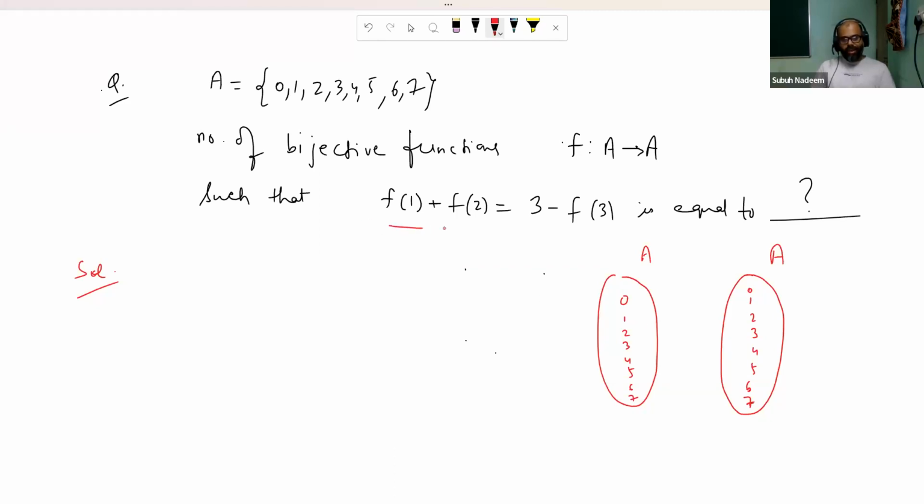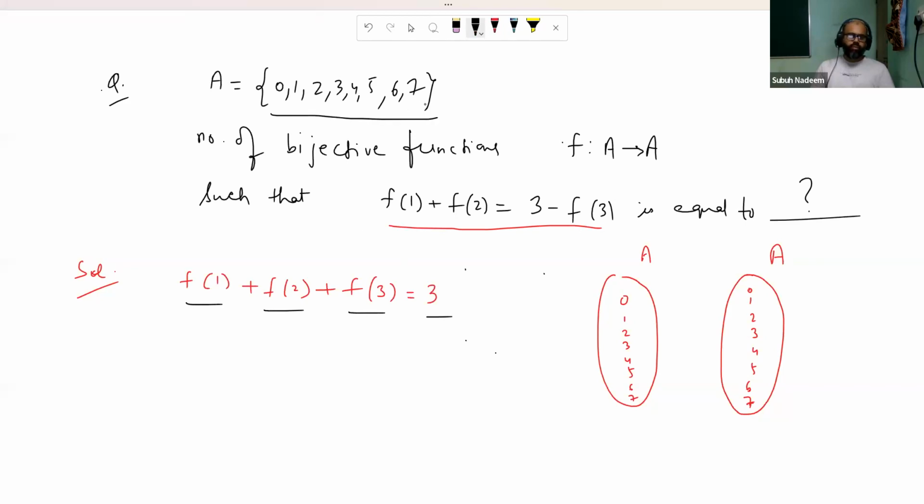So keeping this in mind and this condition, which can be written as f(1) + f(2) + f(3) is equal to 3, what values can we take so that the sum of three numbers is 3, and the numbers should be from 0, 1, 2, 3, 4, 5, 6, 7? So it means that the numbers are 0, 1 and 2. Then only you will add them up and you will get 3. No other possibility is there. Till here you agree? No other possibility is there such that if you add 3, you will get 3.